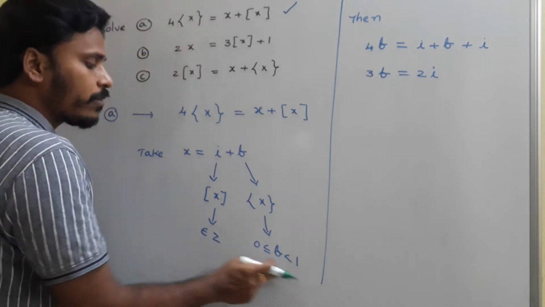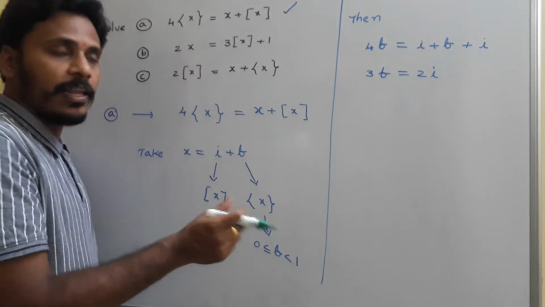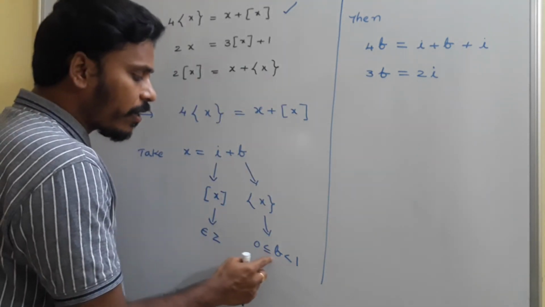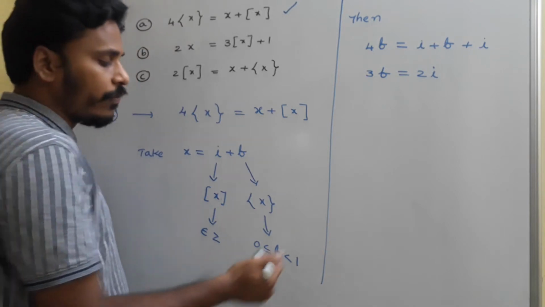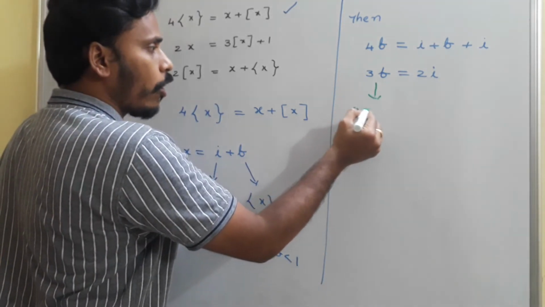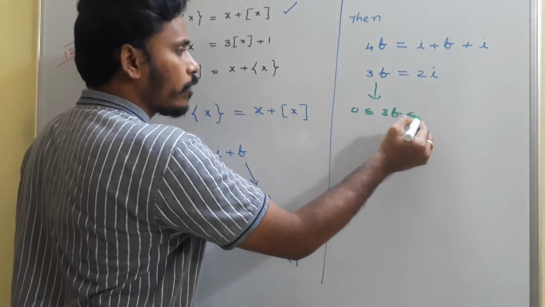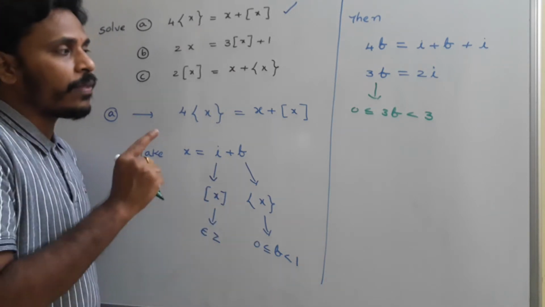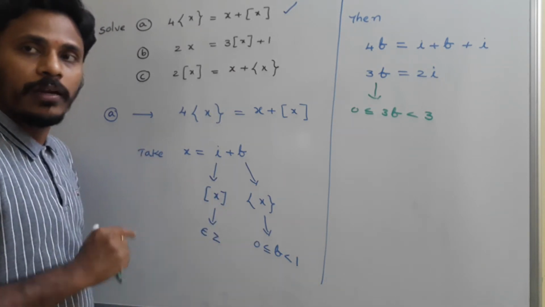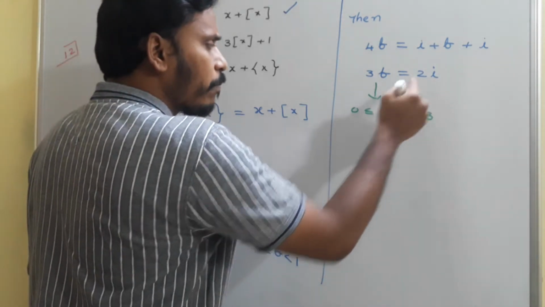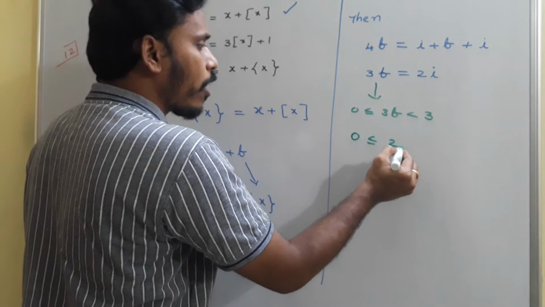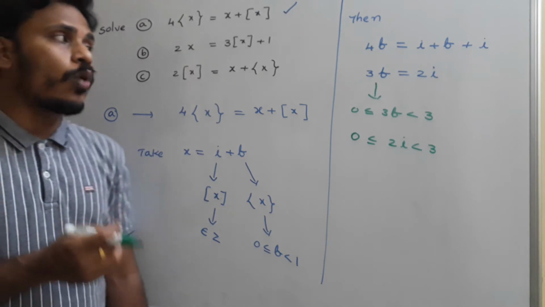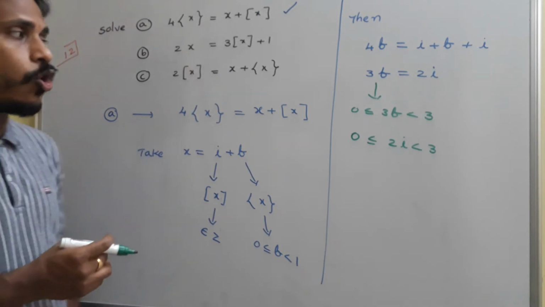Just have a look. 0 less than or equal to f less than 1 is the basic nature of f. From there, what can you say about 3f? Since f is between 0 and 1, if you multiply by 3, 3f is always between 0 less than or equal to 3f less than 3. But 3f is simply 2i. So 0 less than or equal to 2i less than 3. Clear? So 2i is a number which is between 0 and 3.